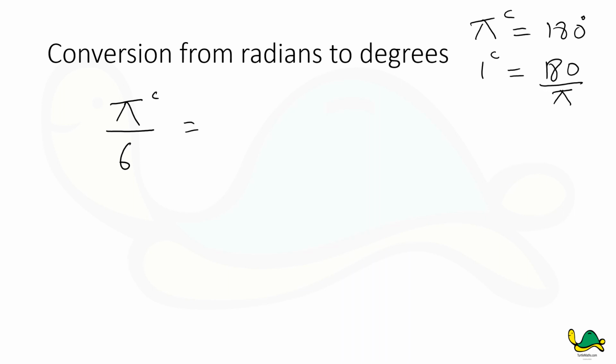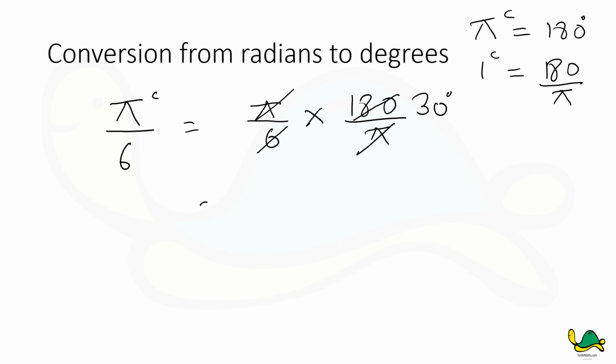So if you would like to convert this pi by 6 radians into degrees, we can write pi by 6 and multiply this by 180 over pi. Here I can cancel out pi and pi. 180 divided by 6 is 30 degrees. So my answer would be 30 degrees.